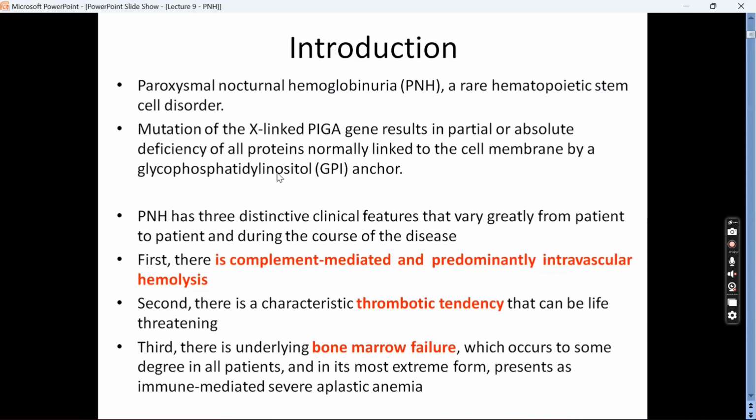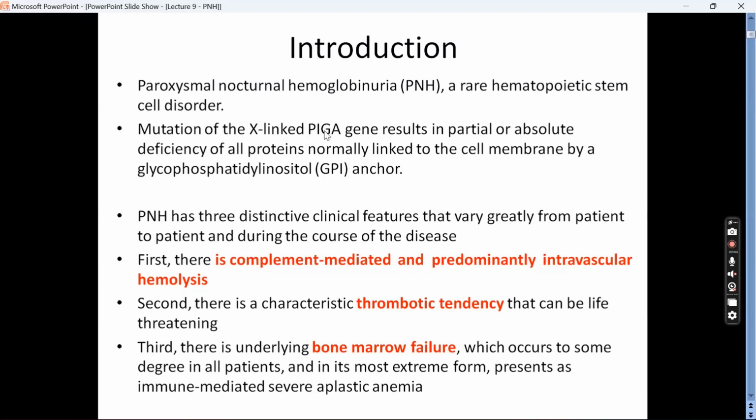If you see cell surface proteins, some proteins are transmembrane proteins. That is, the protein is present throughout the span of the cell membrane. It has a cytosolic part, a membrane part, and an extramembranous part. Whereas some surface proteins are linked to the cell membrane by anchors called GPI anchors. And this GPI anchor is encoded by a gene called PIGA, which is located in the X chromosome.